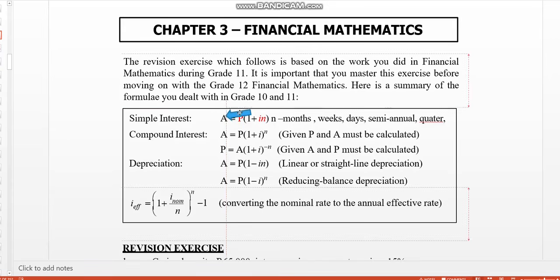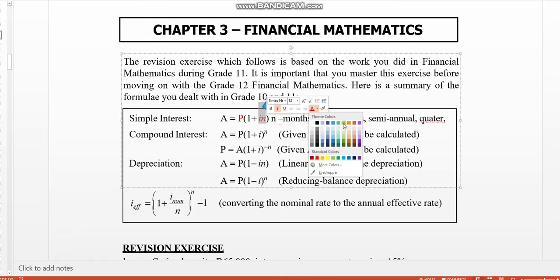So, the point is: A is the future, P is the present, i is the interest, n represents your period. Okay, so with the simple interest formula, guys, you must make sure that the interest rate is multiplied with the duration. That's the key thing to note for the simple interest formula. Sometimes this formula is called the straight line method.